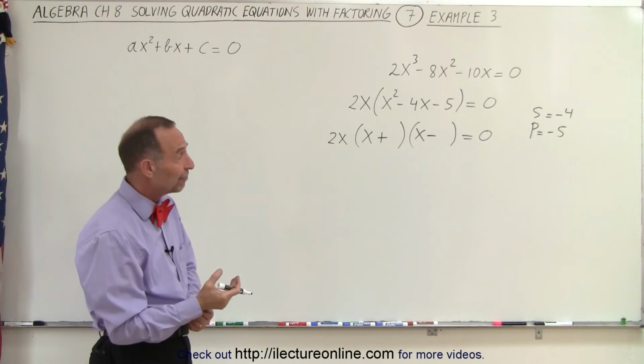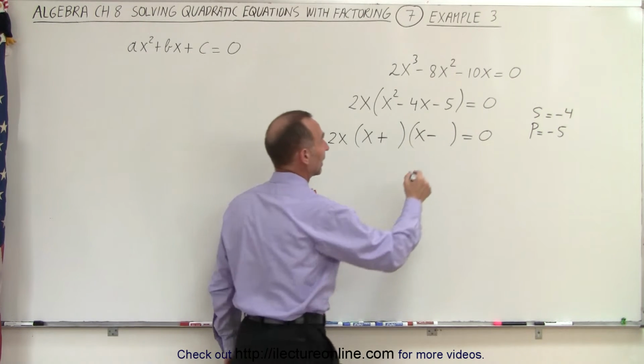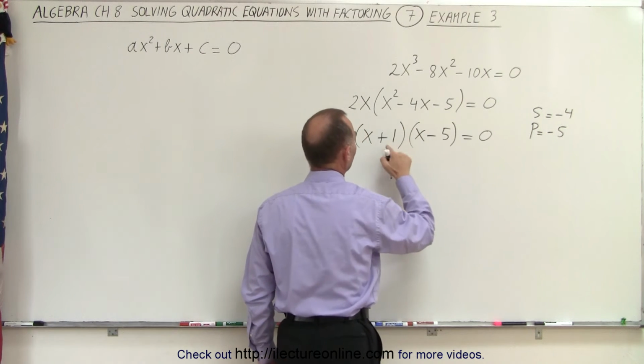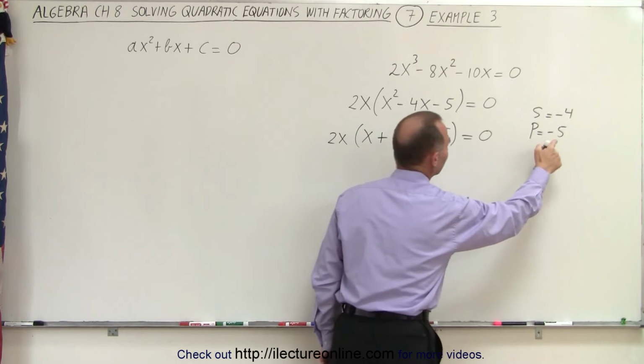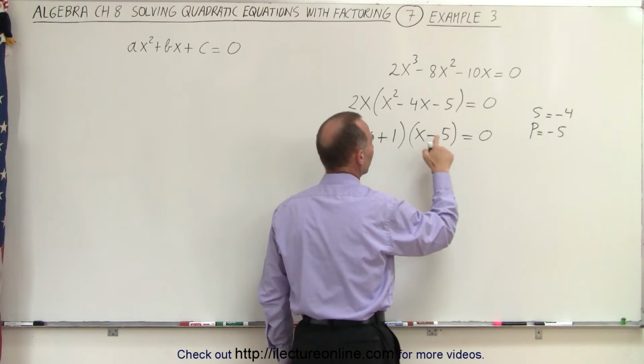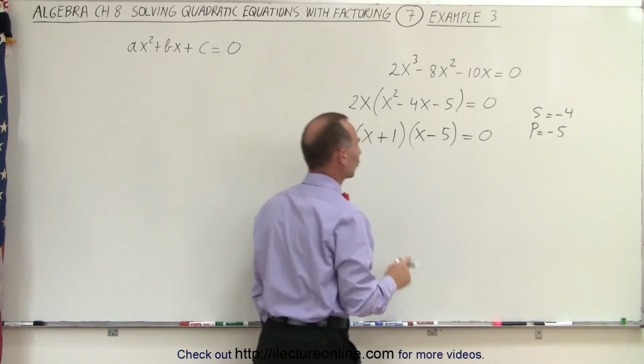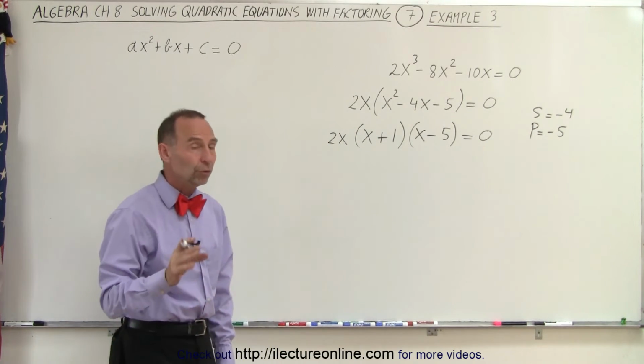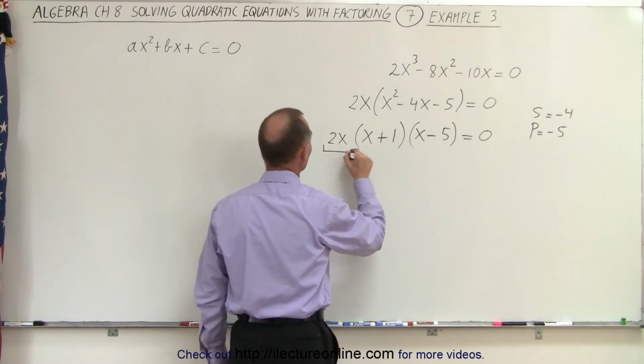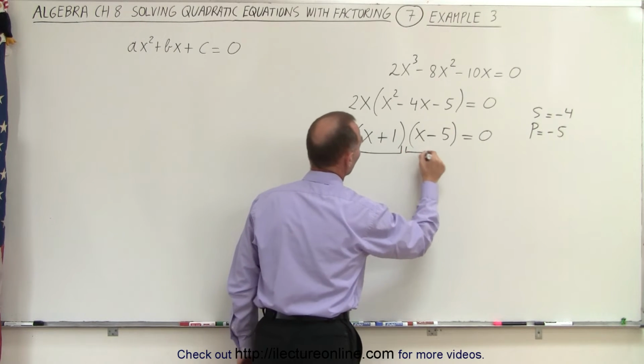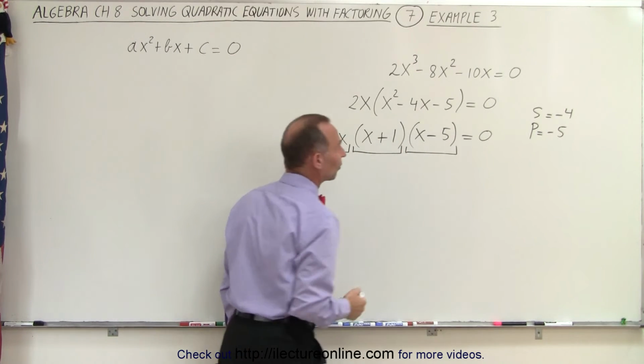How about a -5 and a +1? 1 times -5 is indeed -5, and a +1 plus a -5 gives us a -4. So that's the correct format. But notice now we have three things here, three terms that are multiplied together to give us 0.